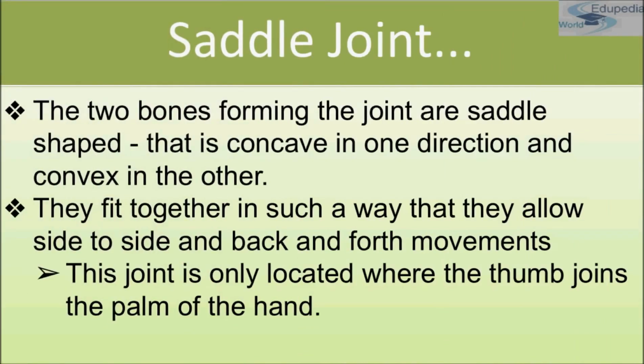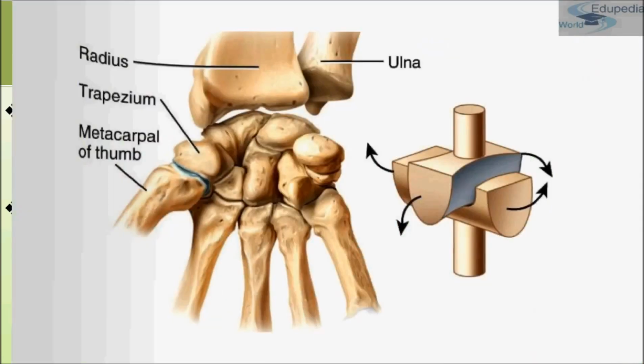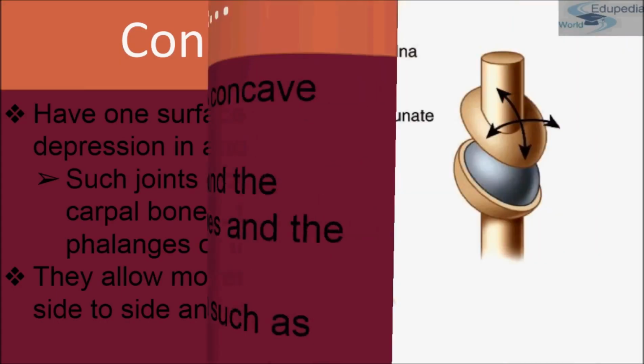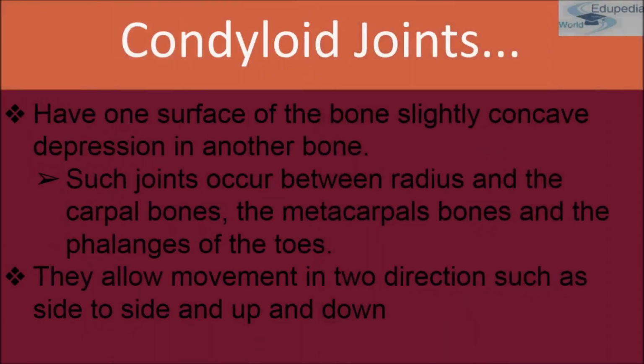The saddle joint is between the carpal and the metacarpal of the thumb. The two bones forming the joint are saddle shaped, that is concave in one direction and convex in the other. They fit together in such a way that they allow side to side and back and forth movements. See, this is how it works. This is the concave and this is the convex on which the movement takes place. Okay, so this is your saddle joint.